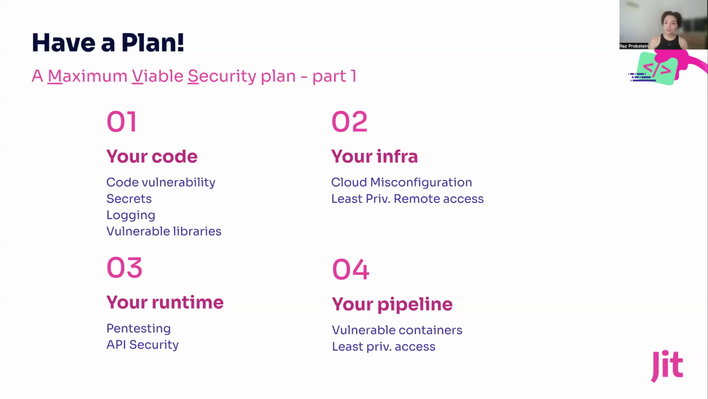Now we can move on to implementing our runtime security. So it's the pen testing and API security, the DAST basically, ZAP. And the final step of the first part is securing the pipeline. So vulnerable containers, and again, least privilege.